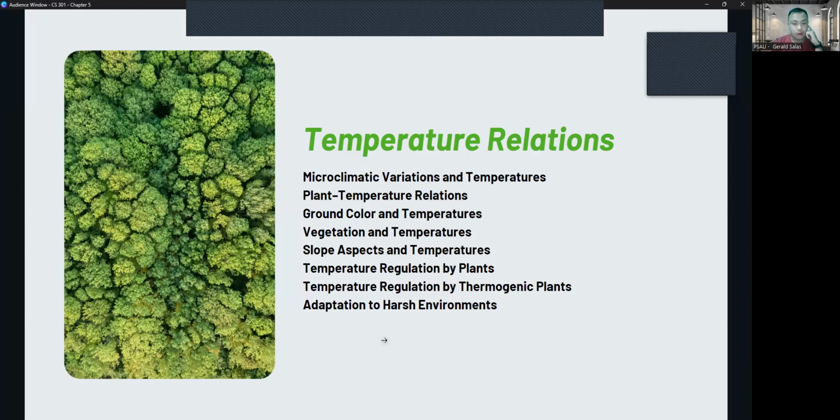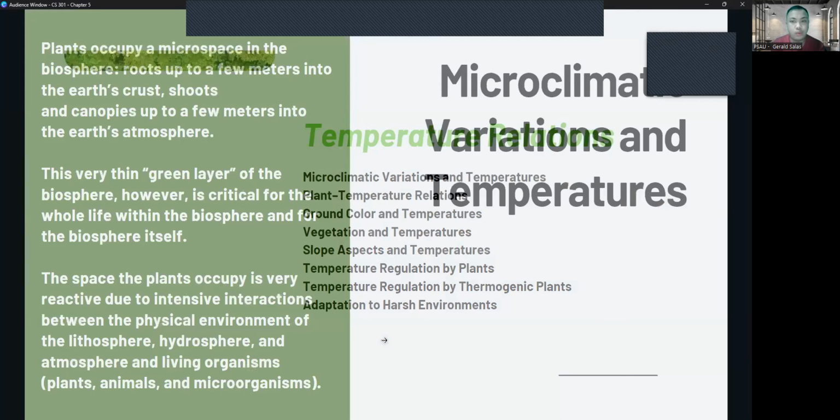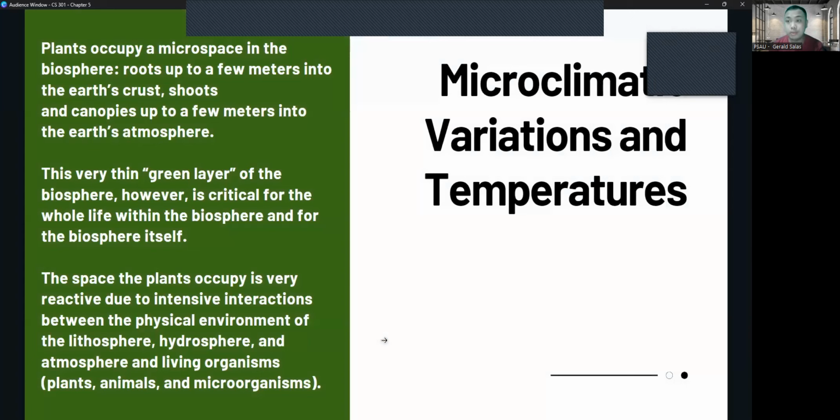So these are the topics that we'll be talking about: the microclimatic variation of temperatures, the plant temperature relations in general, the ground color, the vegetation, the slope aspects, temperature regulation, and adaptation to harsh environments. Okay, so let's start with the microclimatic variations and temperatures.